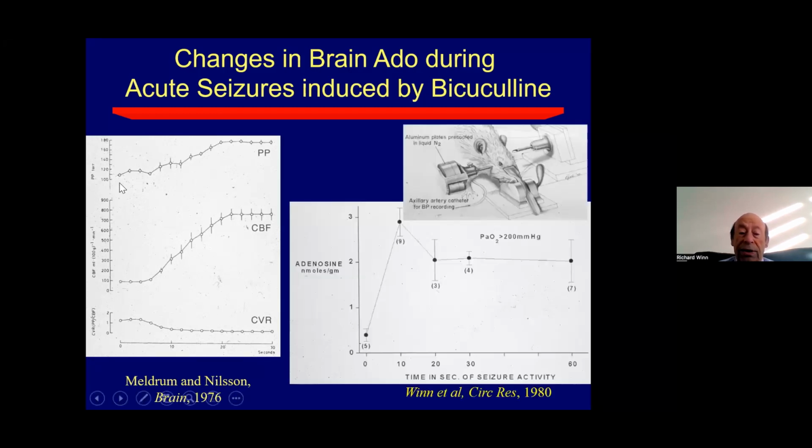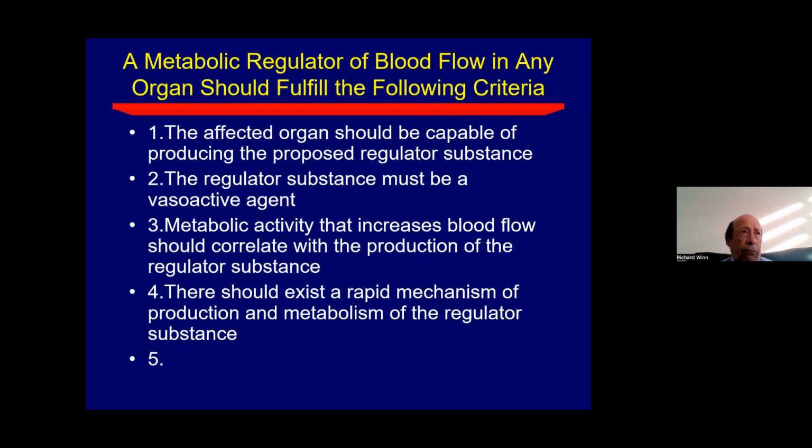We, using the same experimental paradigm and using our brain blow technique, measured adenosine after the onset of seizures, 10 seconds, 20 seconds, and you see this curve. Again, the temporal profile is supportive of the concept that adenosine is changing rapidly enough, and decreasing rapidly enough as the rats continue to seize, to be considered as a serious contender for a regulator of cerebral blood flow in the brain.